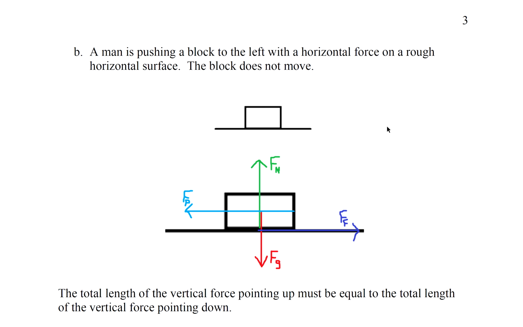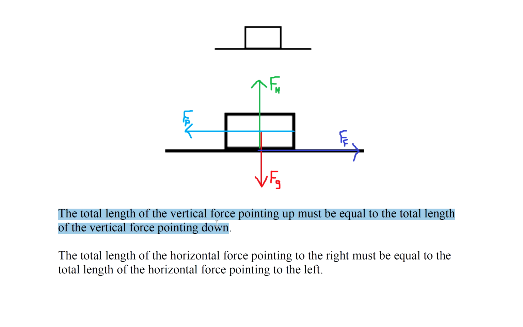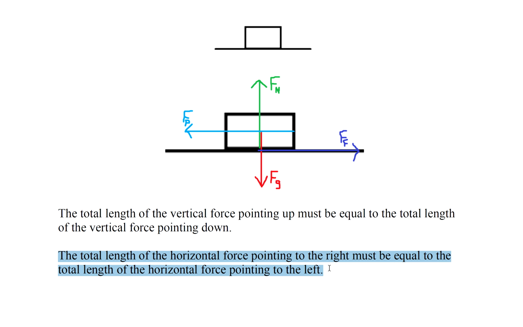So force of push in magnitude should be equal to force of friction in magnitude, because the object doesn't move, the acceleration is 0. Sigma F equals ma. Force normal up equals force gravity down, because the object doesn't move up or down. So read what's written here. The total length of the vertical force pointing up must be equal to the total length of the vertical force pointing down. And the total length of the horizontal force pointing to the right must be equal to the total length of the horizontal force pointing to the left. Acceleration is 0, so sigma F is 0. Remember, we're always referring to sigma F equals ma.